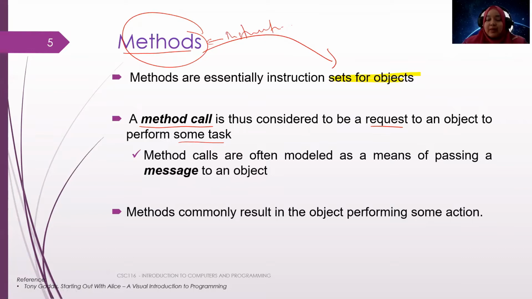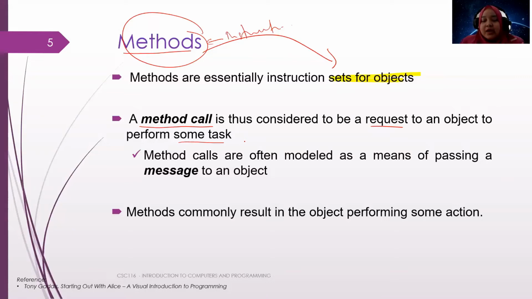We call that method. So it says that in here, method calls are often modeled as a means of passing a message to an object. Itu tugas method call. Okay, contohnya saya memanggil seseorang, dalam dunia nyata lah. Contohnya, Azmi datang sini sekejap. Itu maksud message passing to an object. Kita method call tu macam memanggil lah.